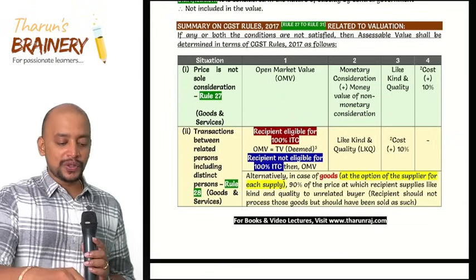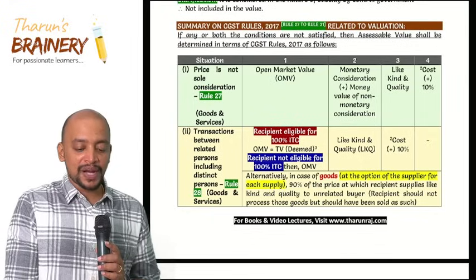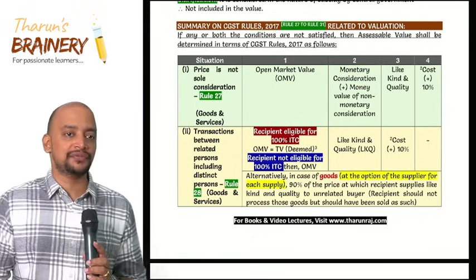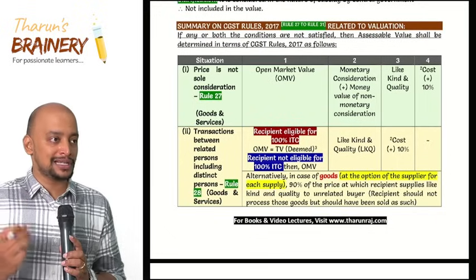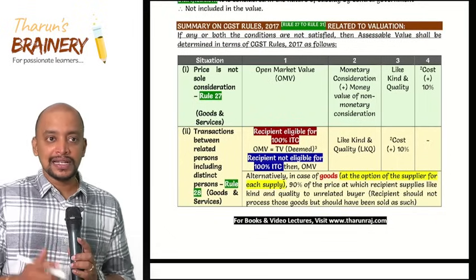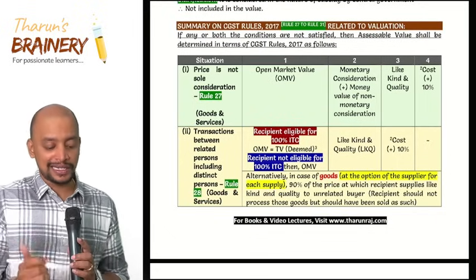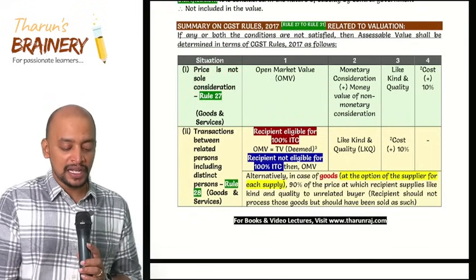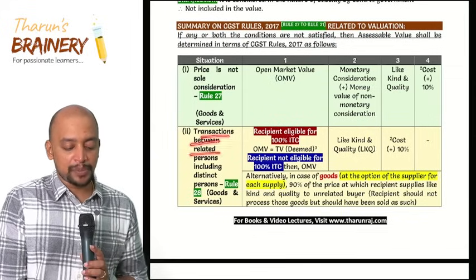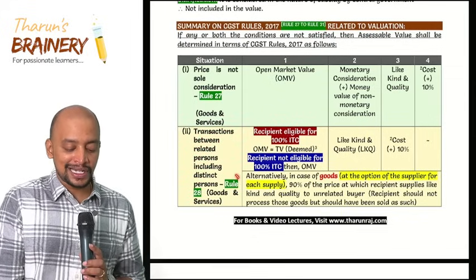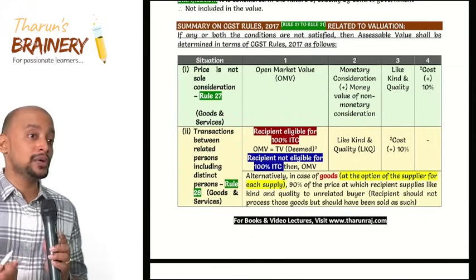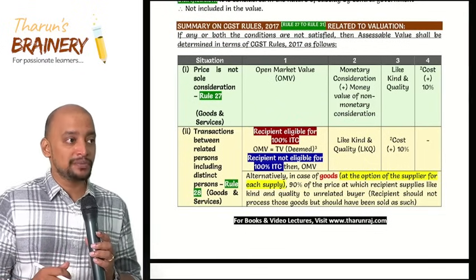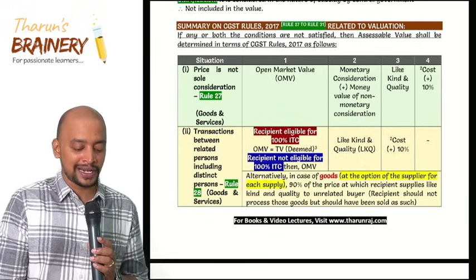So here rule 27, when is it applicable? When price is not the sole consideration. One of the conditions for applicability of section 15 is that price must be the sole consideration, and the other condition is that supplier and recipient are not related. Suppose if price is not the sole consideration, then rule 27 is applicable. If supplier and recipient are related parties, then rule 28 is applicable. Rule 28 is not only applicable in case of related parties, but also in case of transactions between distinct persons.